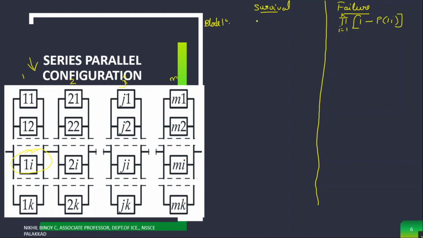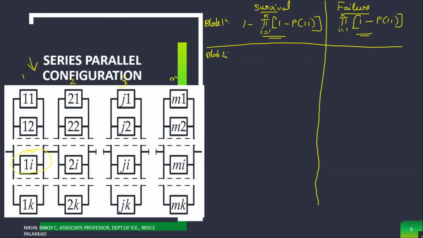So what about the probability of survival of block 1? The probability of survival of block 1 is 1 minus this failure. That is, the probability of survival of block 1 is 1 minus the product of I equal to 1 to k, of 1 minus P of 1I in brackets. So this one is the probability of survival of block 1 and this one is the probability of failure of block 1.